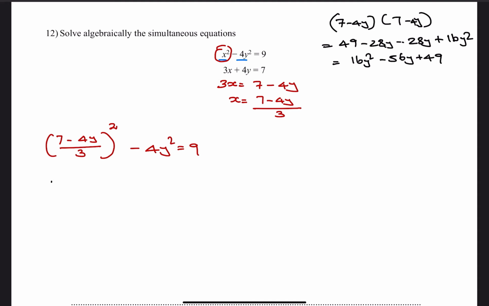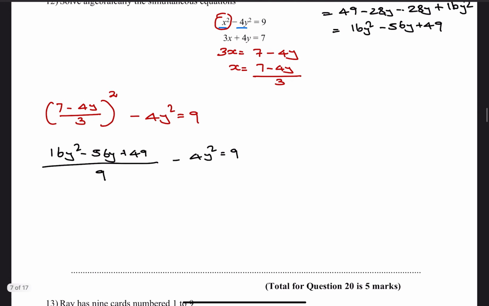Okay, let's put that: 16y squared minus 56y plus 49, all divided by, remember it's 3 squared, because the over 3 I didn't do on that side. I'll do it now. 3 squared is 9, minus 4y squared equals 9. If you look at it, I don't want this over 9 here. So what do you do? How do you cancel that? Easy, times it by 9, times it by 9, times it by 9. Yeah, like this. This will cancel.